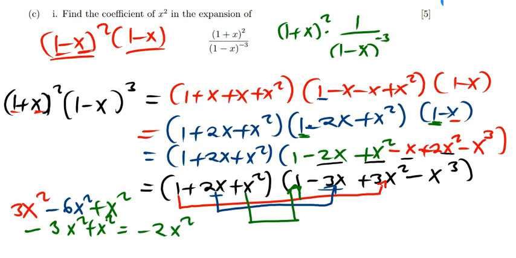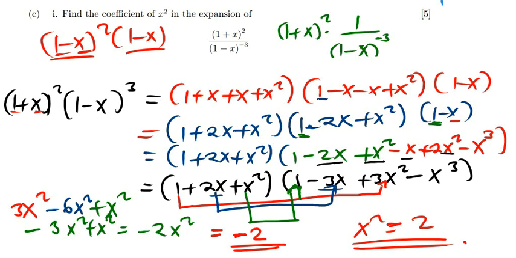The coefficient is the number. So in this case, the coefficient is negative 2. So the coefficient of x squared is equal to negative 2. So in this case, the answer is negative 2.